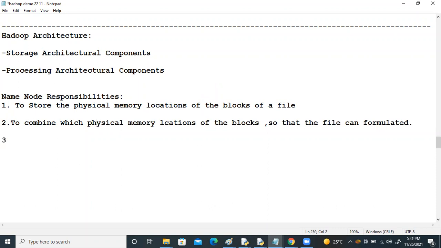It stores the metadata information. It won't store the actual data, but it stores the metadata information, that is, data about data. Next.